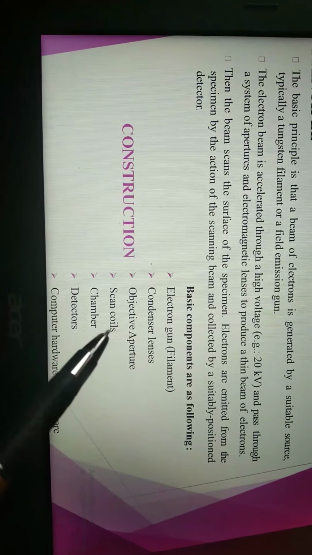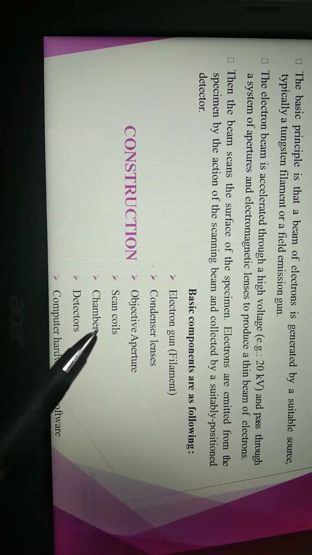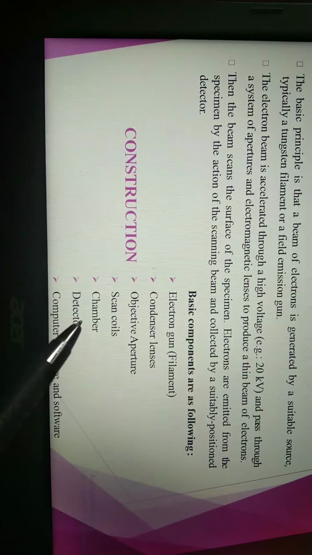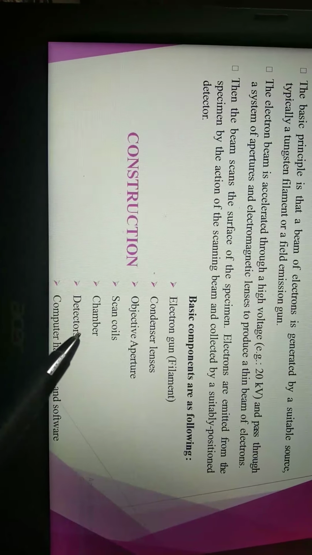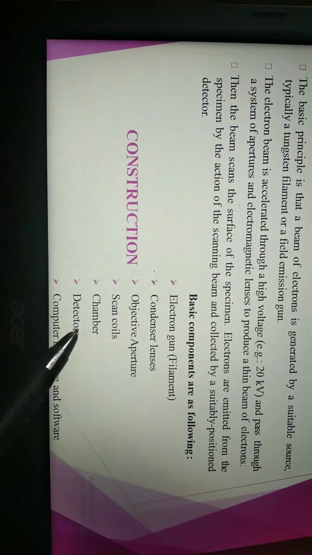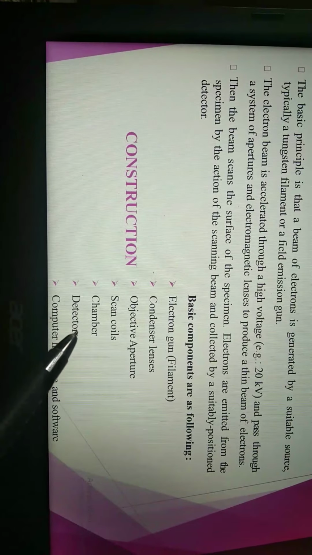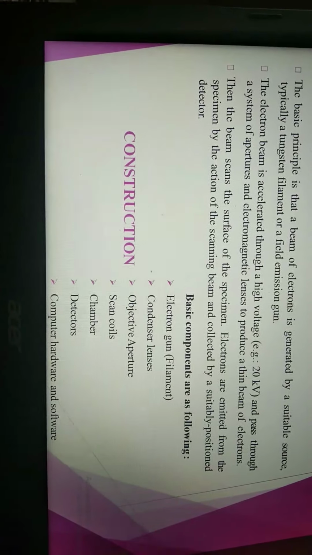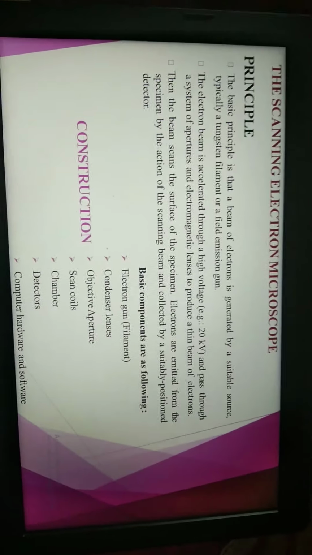This specimen is kept in the chamber, and the chamber also contains the detectors, and the detectors are there to detect the X-rays, backscatter electrons, Auger electrons and secondary electrons. So these detectors detect these kinds of electrons, and the information is given to the computer hardware and software. So this was about the principle and construction of the scanning electron microscope.